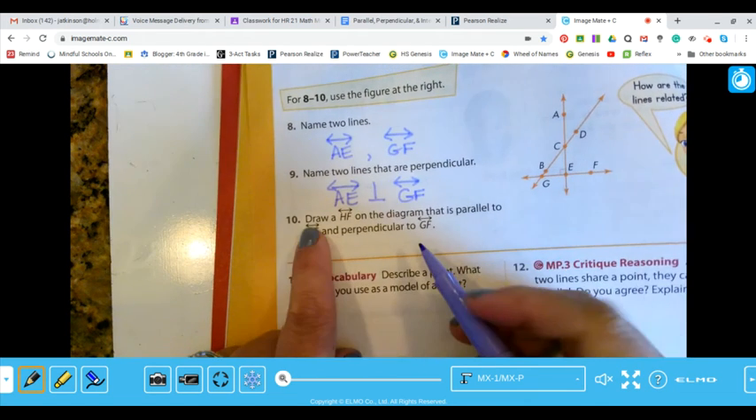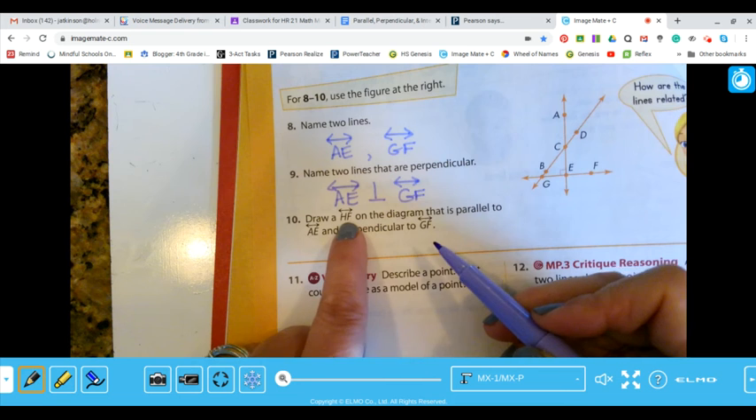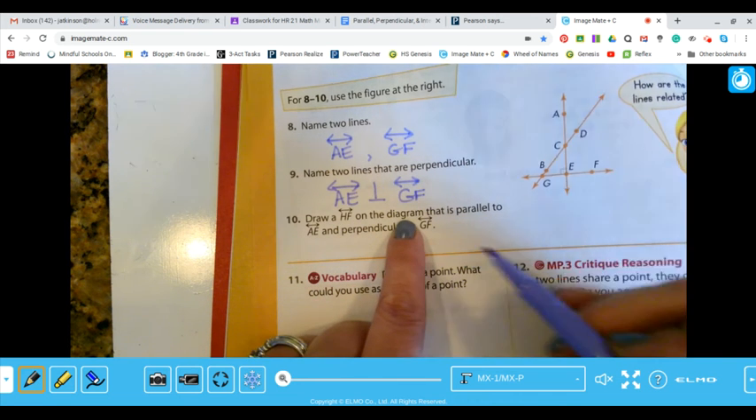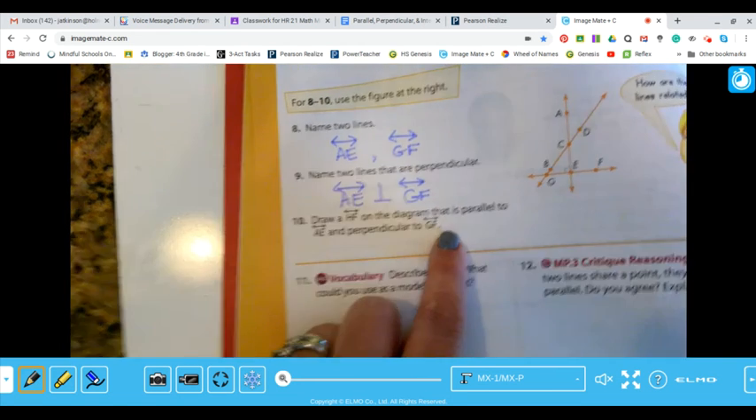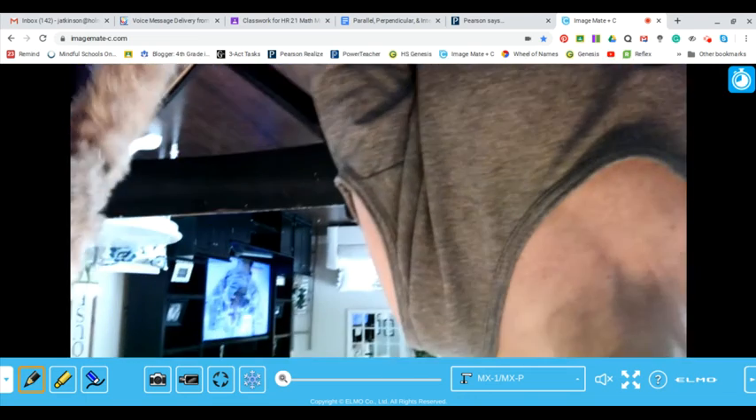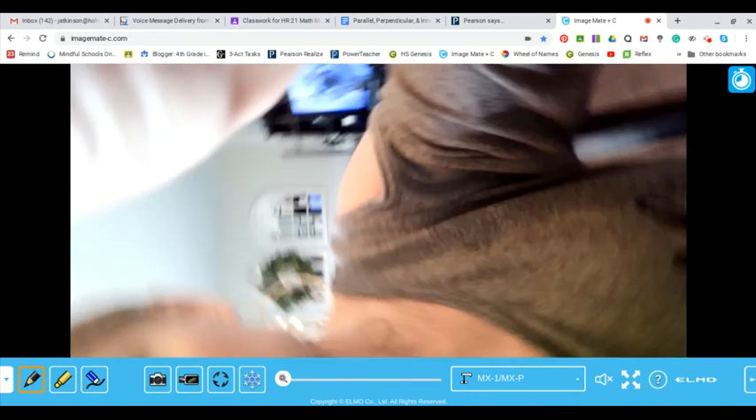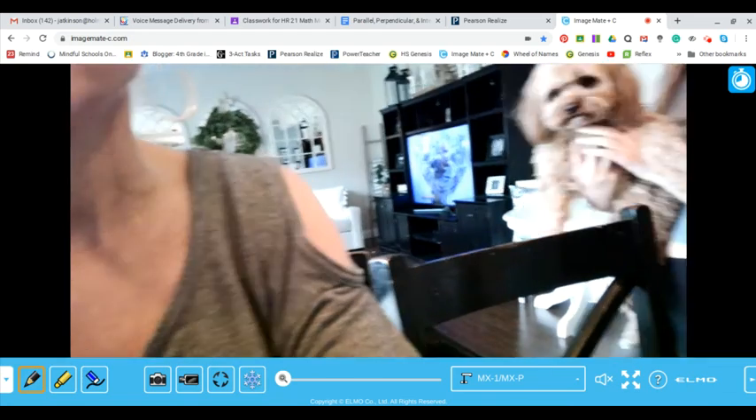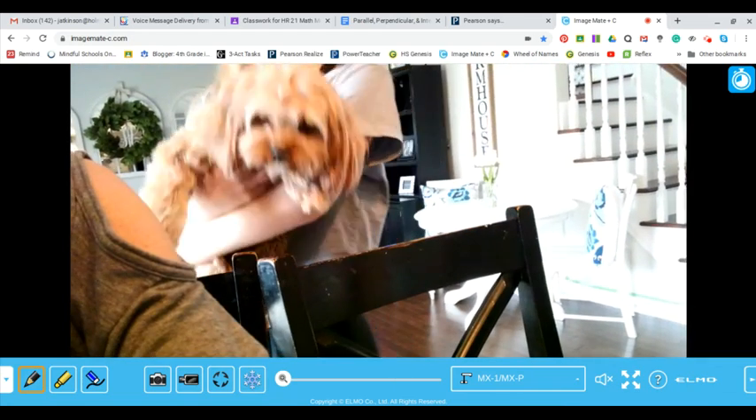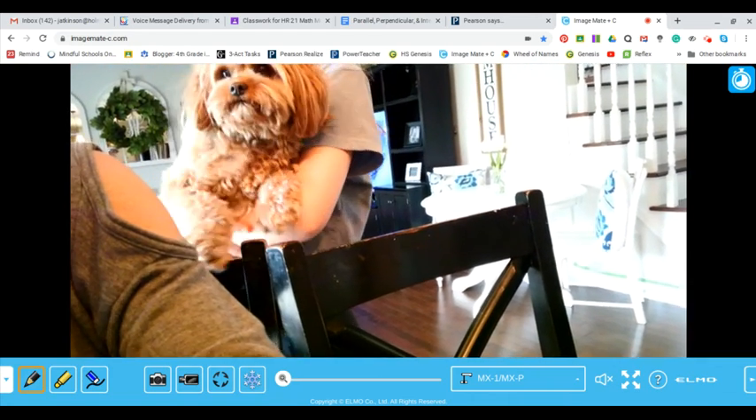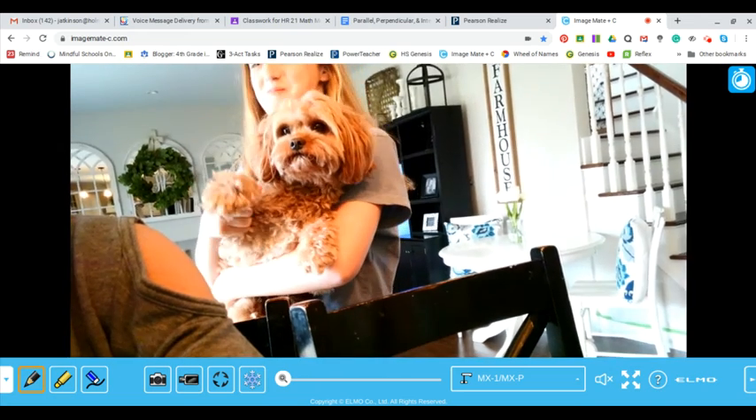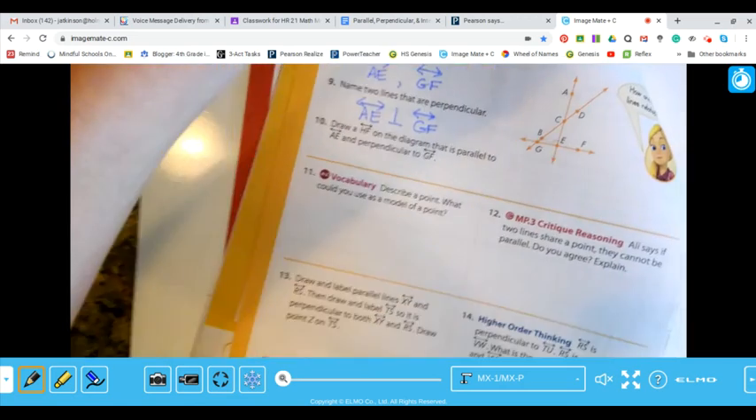The next one says draw a line HF on the diagram that, oh, wait, hold on. I got to show you, Stella. Oh, now we're upside down. There we go. Oh, there she is. Stella, say hi. Say hi to everyone. Okay, let's go back to what we were doing here.